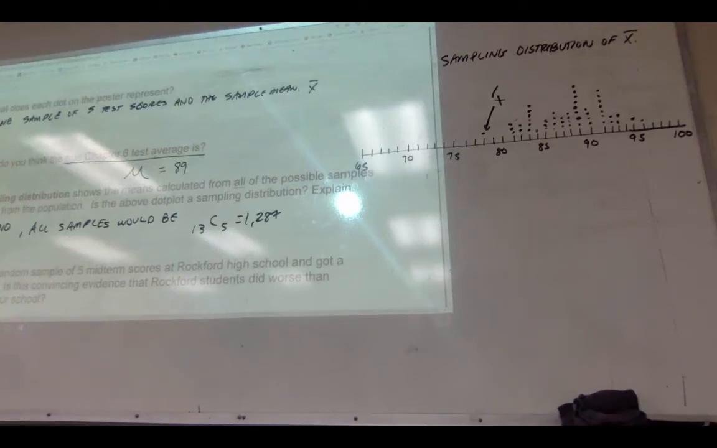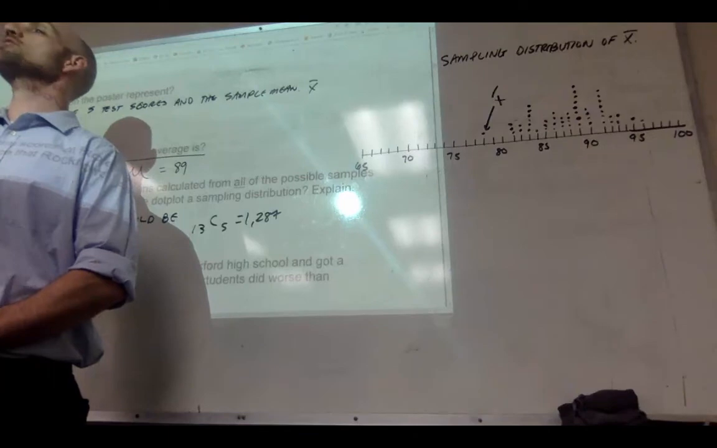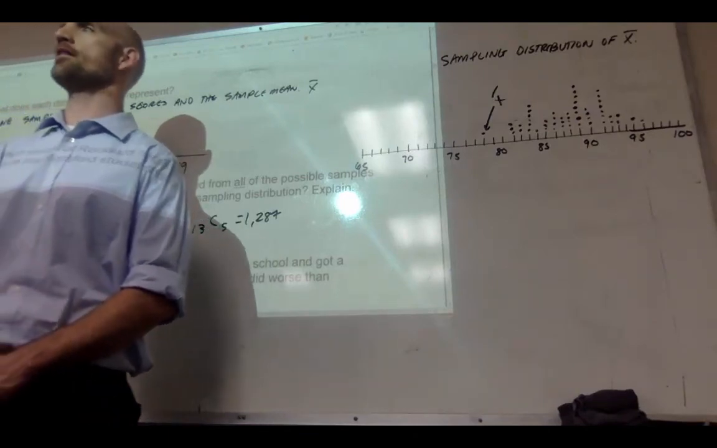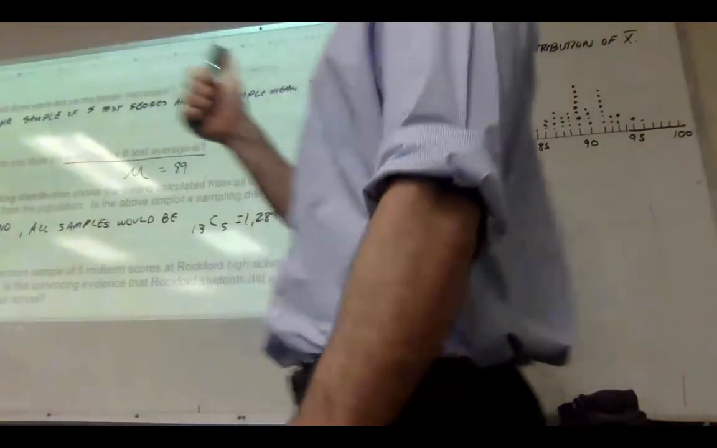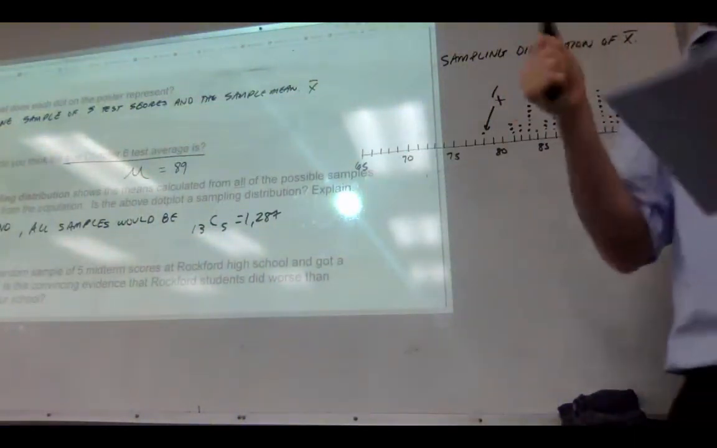Wait, with this? 13. Okay. So ours is not a sampling distribution. Now, we could have done a sampling distribution, but it would have been exhausting to figure that out. I mean, this is months of work, right? But a true sampling distribution takes into account all of the possible samples of that size.